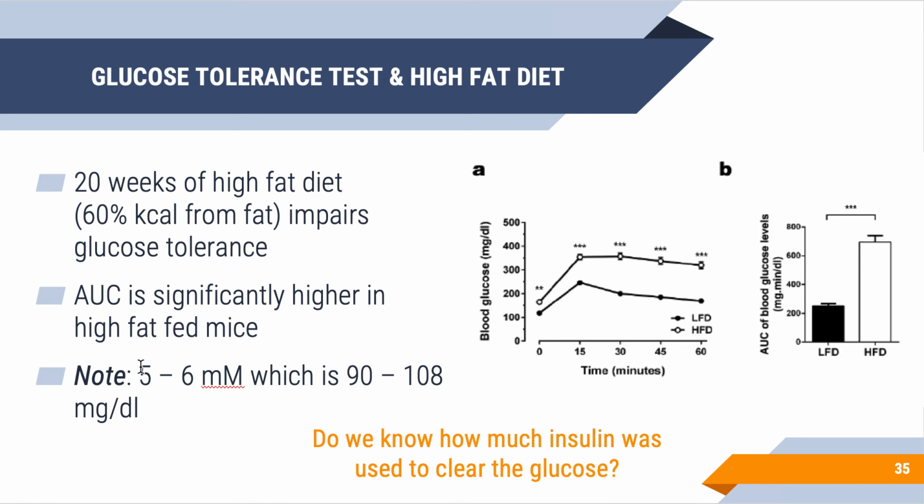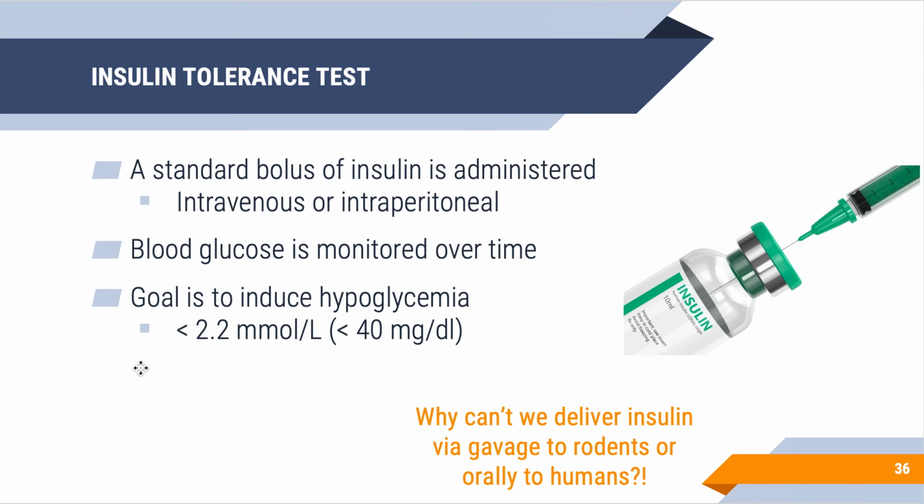Again, that area under the curve is significantly higher in these high-fat fed animals. The only problem with the glucose tolerance test is that we don't know how much insulin was used to clear this glucose load. So another thing that we can do in conjunction with a glucose tolerance test is called an insulin tolerance test.